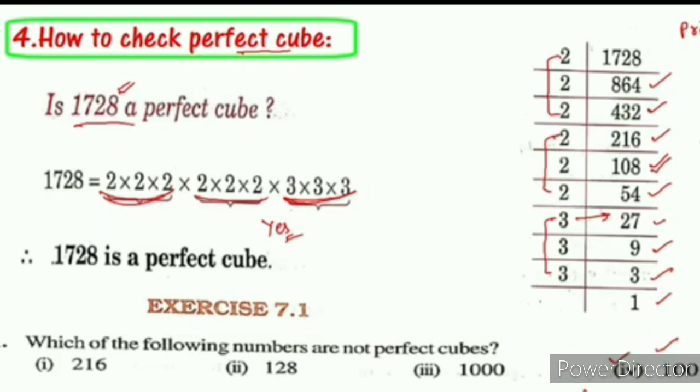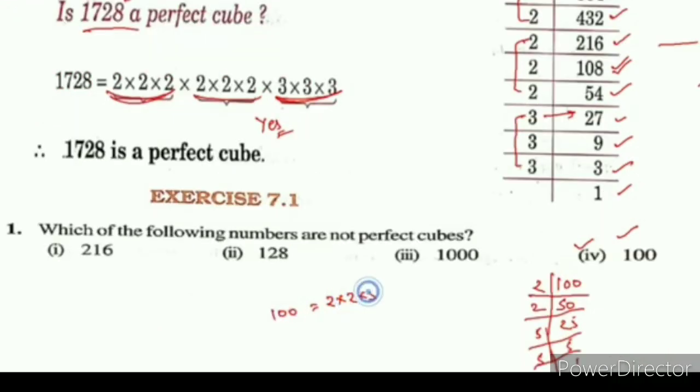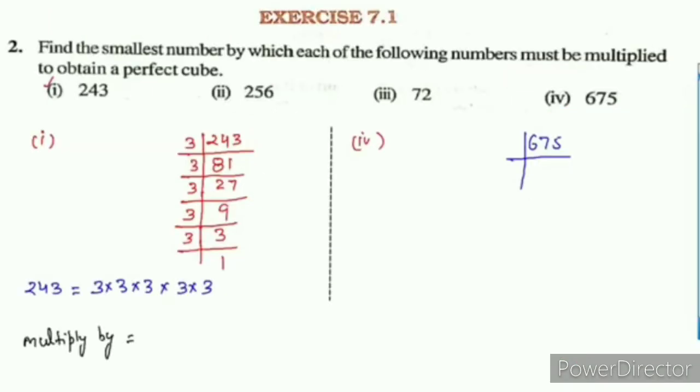Now we start exercise 7.1. First main question: which of the following numbers are not perfect cubes? So use the prime factorization method and find the factors. First, only one I am doing, 100. Finding the prime factors, you are getting two factors, that is 2 and 5. 2 is in pair, 5 also in pair. They are not in triplets, so it is not a perfect cube. Similarly, you can find the remaining 3 numbers. Do in homework book.